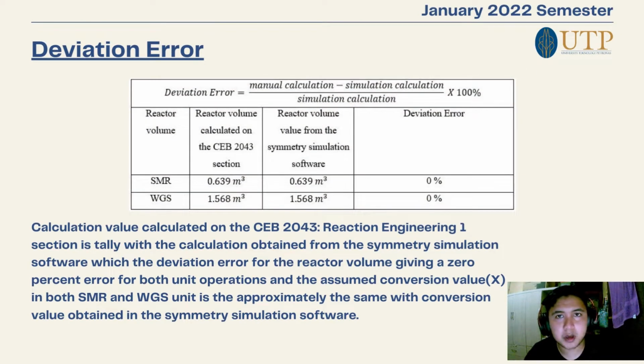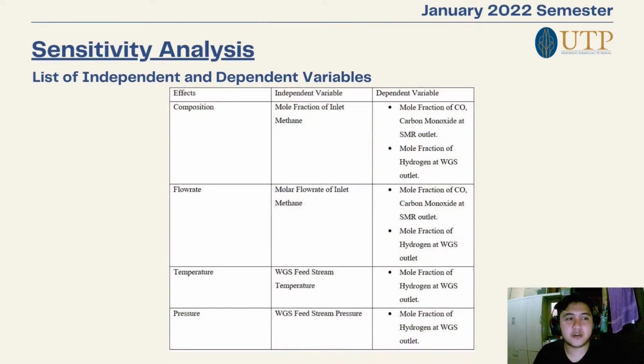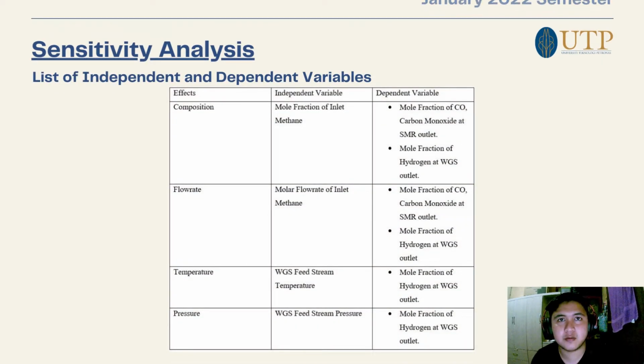Next, we are going to compare the reactor volume based on the manual calculation and the simulation calculation. From this table here, both of the reactor volumes for the SMR and WGS show a 0% error, which indicates that the simulation and the manual calculation tally with each other, and the same goes for the conversion value for both SMR and WGS, which shows approximately the same value. Next, for the sensitivity analysis, these are the lists of the independent and dependent variables.